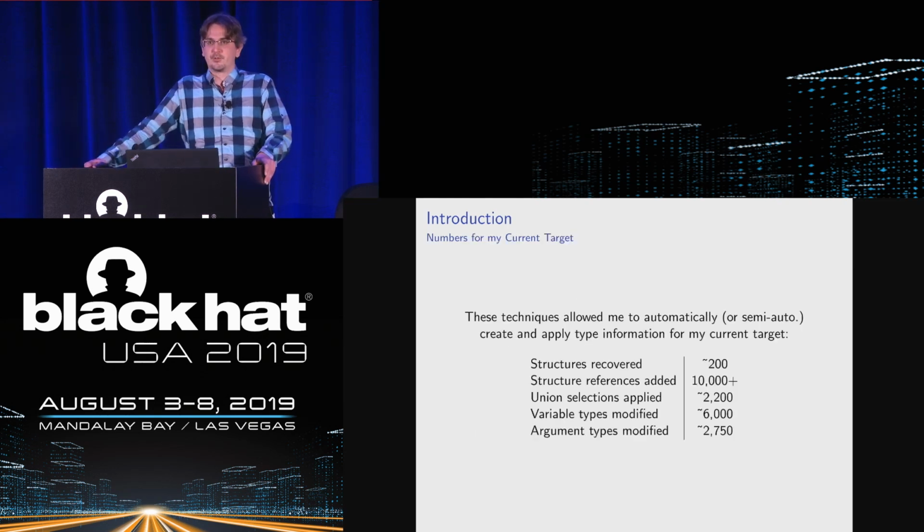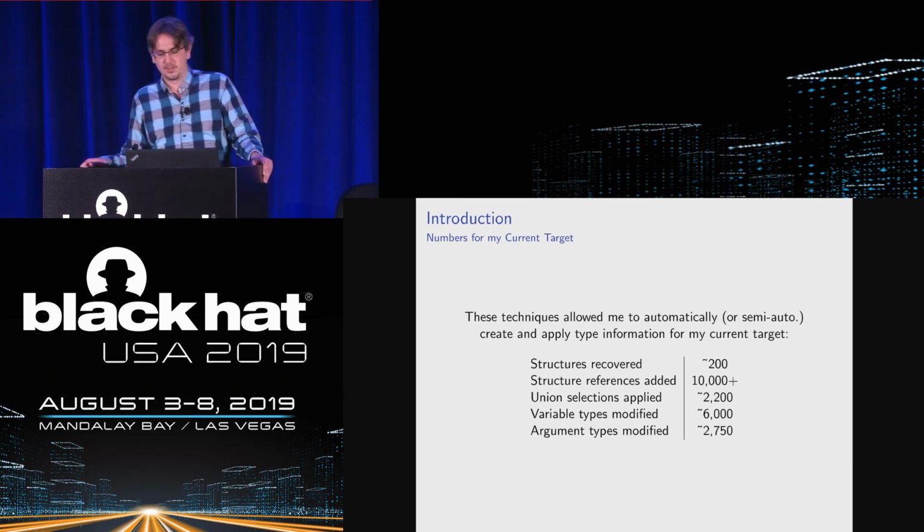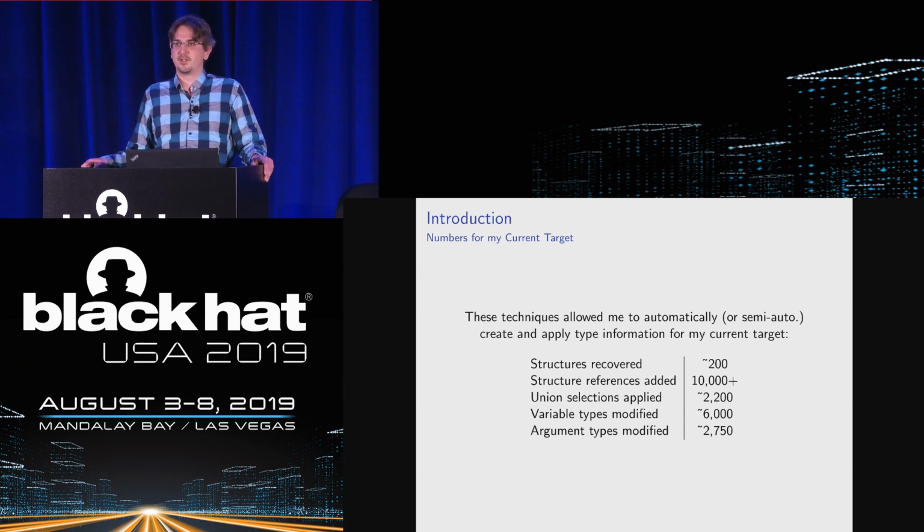So once I really got in the swing of applying these techniques, I found that I was applying more type information to my database in a matter of days than I had in 6 weeks of manual reverse engineering. For one of the targets I've been looking at, these techniques helped me to recover about 200 structures and set the types for about 6,000 variables and hex arrays automatically, and apply tens of thousands of structure offsets in the disassembly listing, all in an automated or semi-automated fashion.